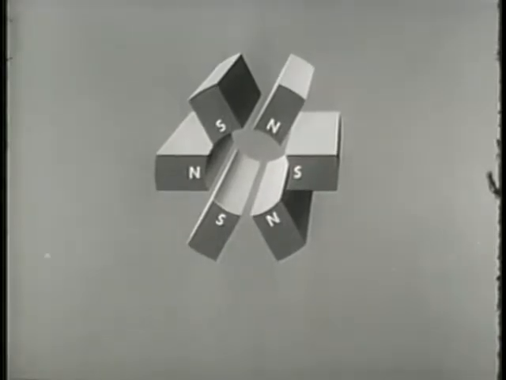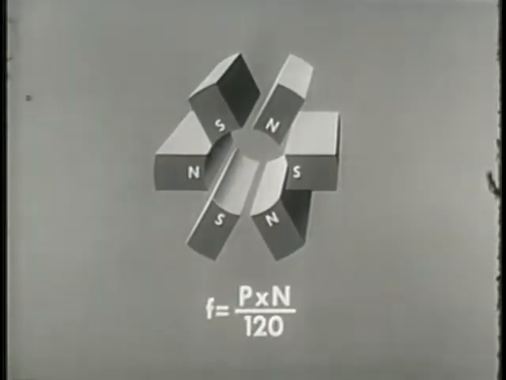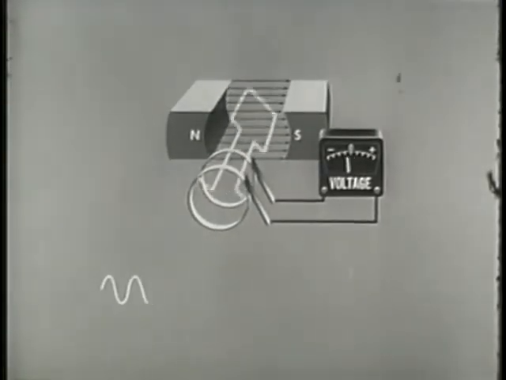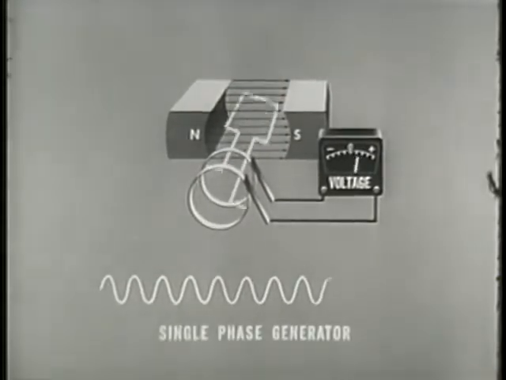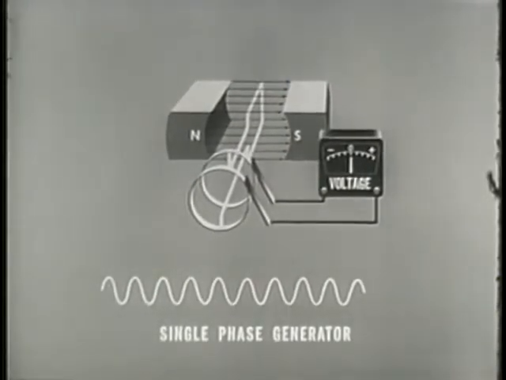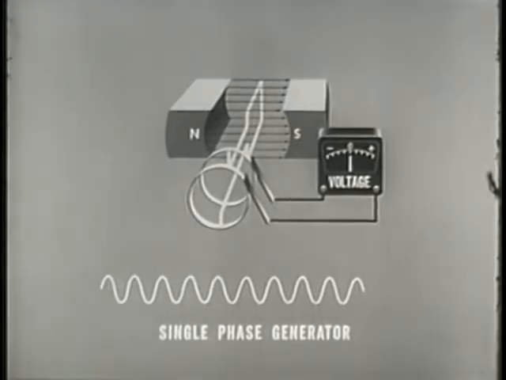The formula for frequency can be expressed as follows. F, or frequency in cycles per second, equals P, the number of poles, times N, revolutions per minute, over 120. The simplest AC generator shown here is the single-phase generator. This machine produces a single AC voltage.